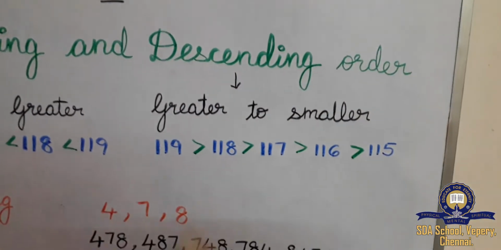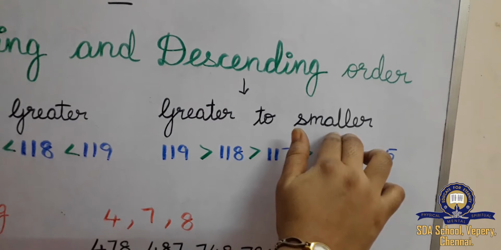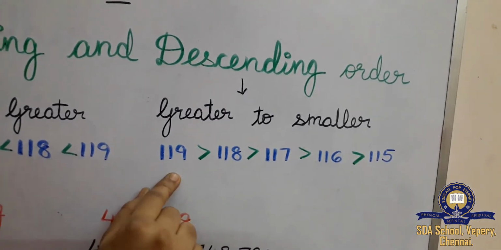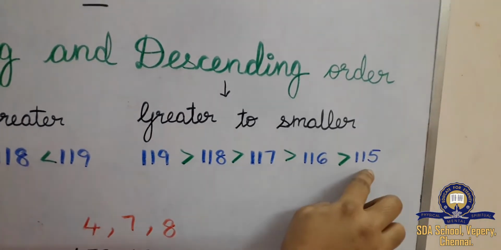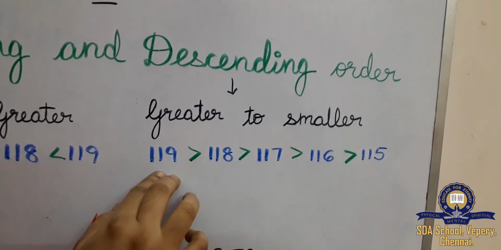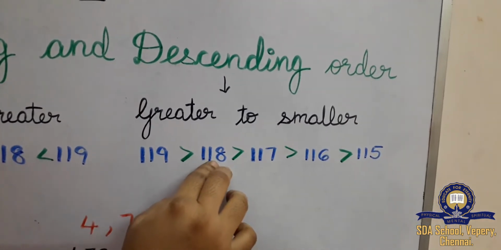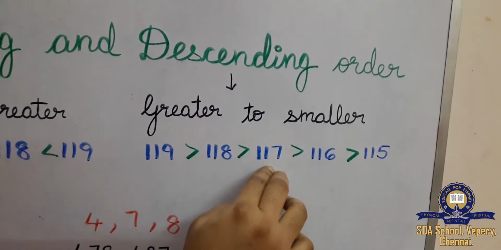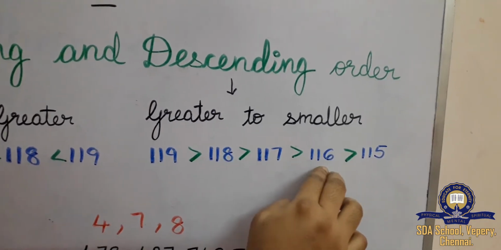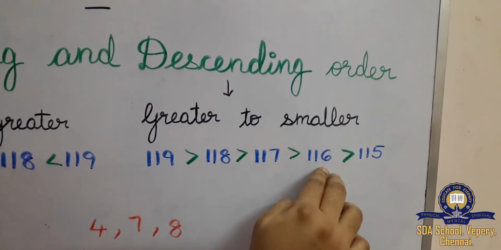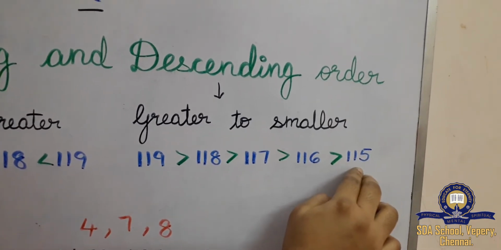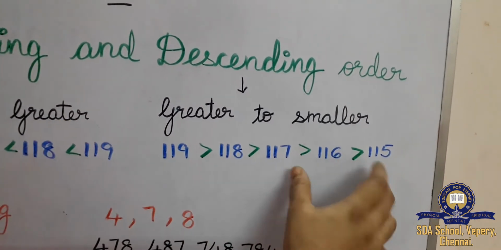And descending order is from greater number to smaller number. See here, from 119 to 115 I have written. See, 119 is greater than 118. 118 is greater than 117. 117 is greater than 116. And 116 is greater than 115. So I hope you all understood this one also.